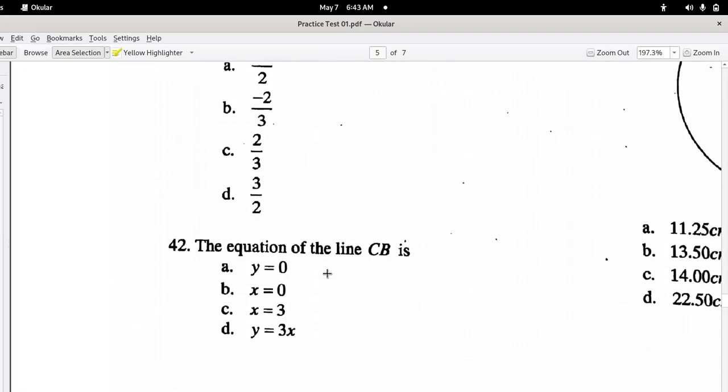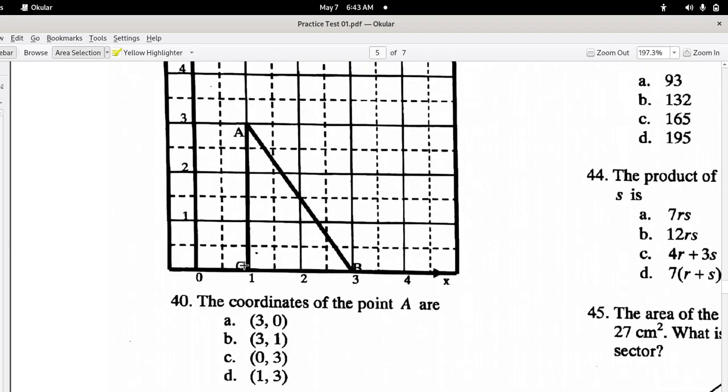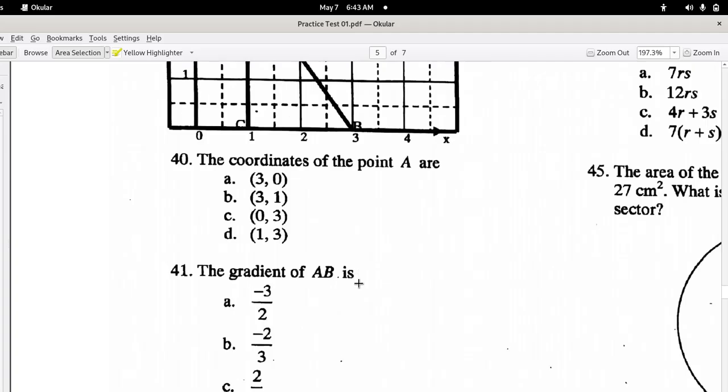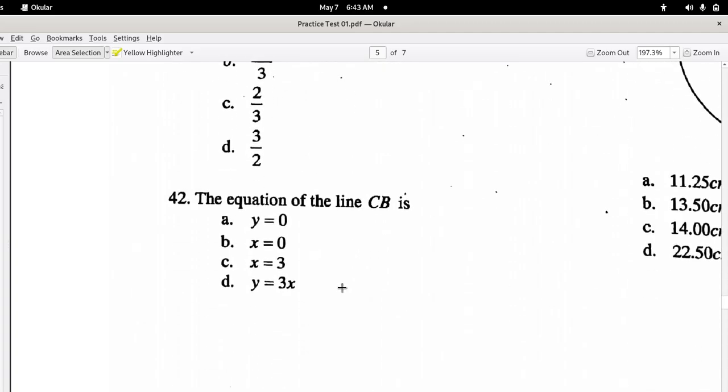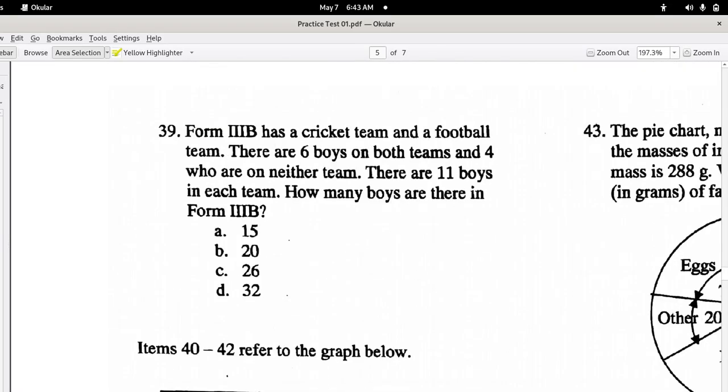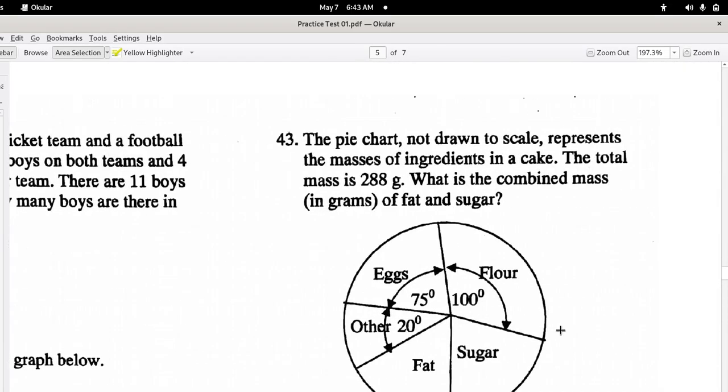Alright, the equation of the line CB is, you have the line CB. What is that line? That one is going to be something that you would know quickly, not something that you calculate. Alright, so that's for question 42. The clue for question 42.